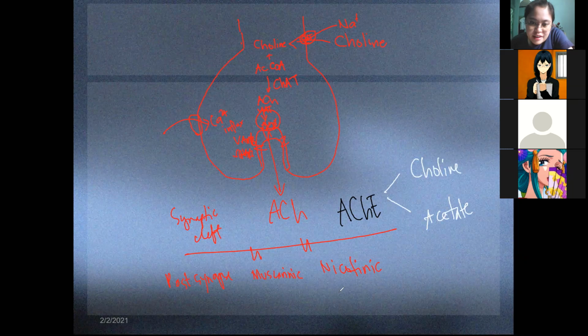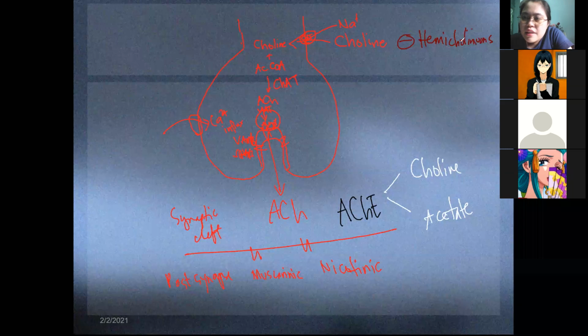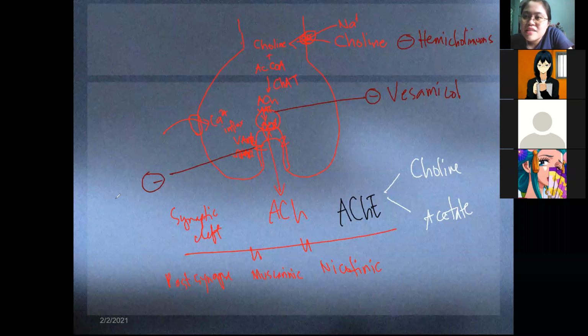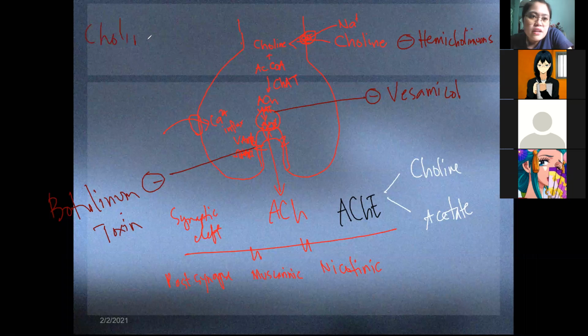Okay? And then, we have drugs. Among these drugs, the one that inhibits choline uptake here is called hemicholinium. And then, for the VAT, this will be inhibited by vesamicol. And the last one, the one that inhibits the opening of the gates, the SNAPs and the VAMPs, is the botulinum toxin. Again, we call this a cholinergic neuron.